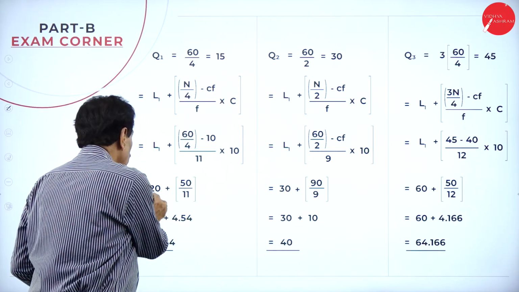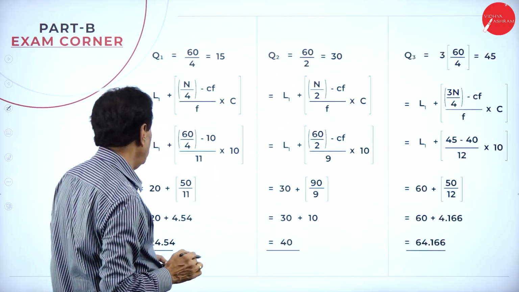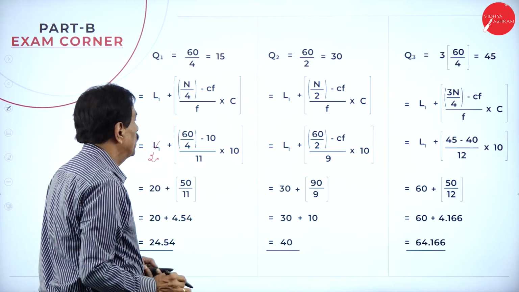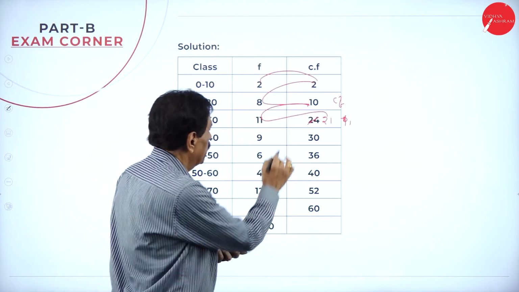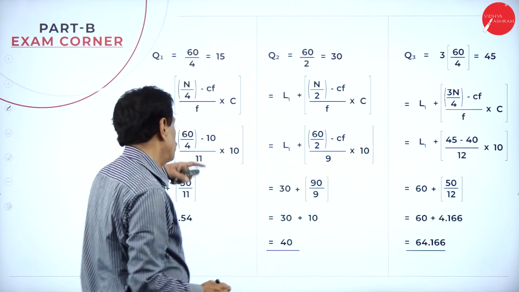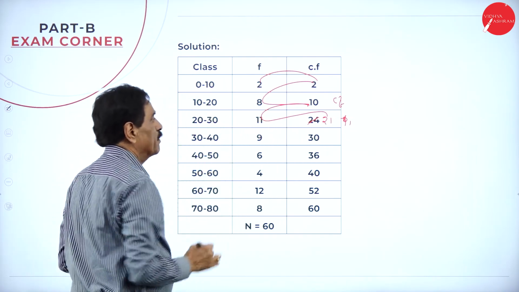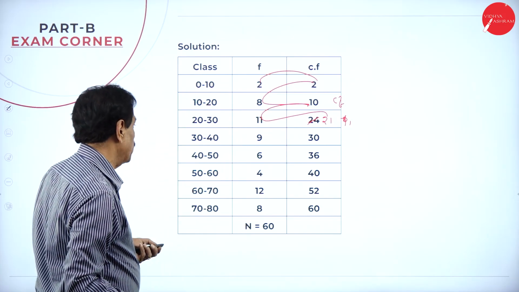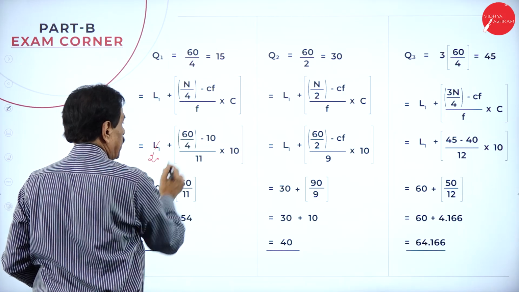What's your L1? L1 is 20. Plus n by 4, 60 by 4, which is 15. The number behind is 10. Divided by the constant frequency, which is 11. The class interval is 10.